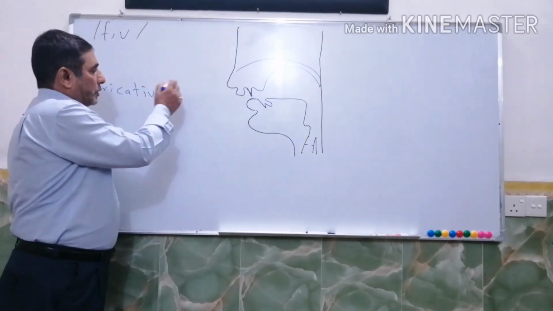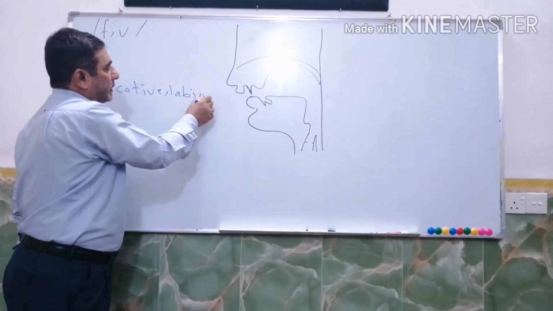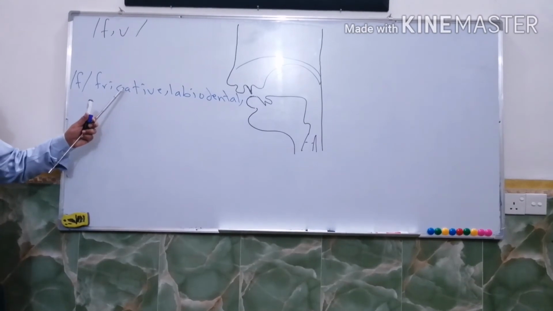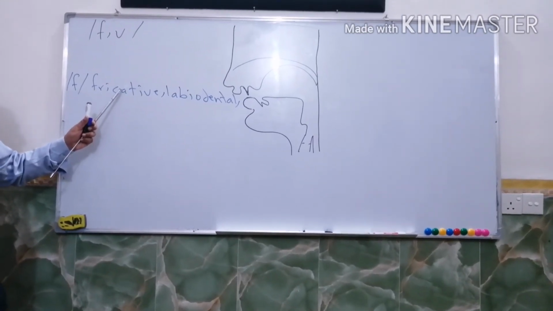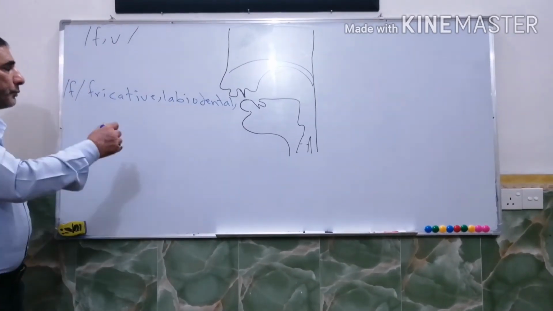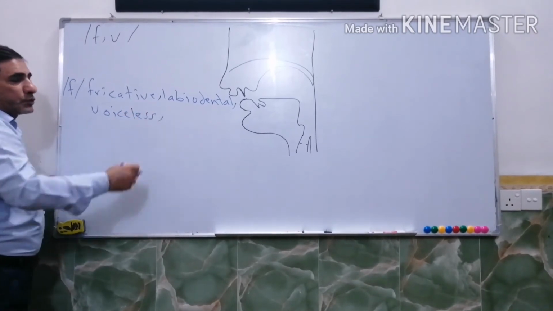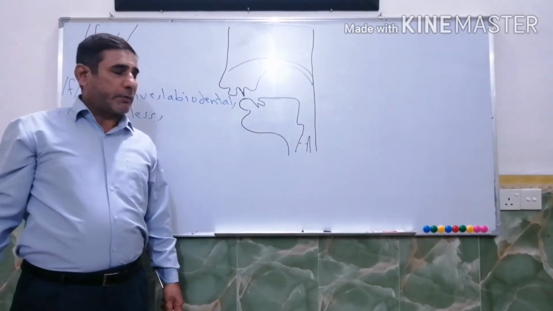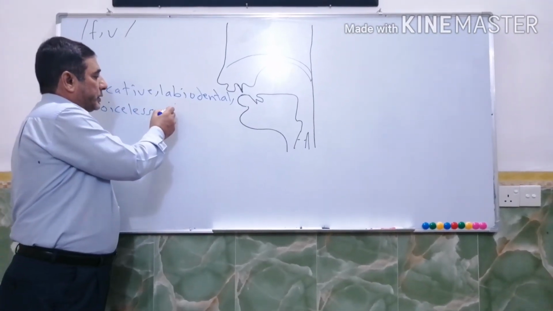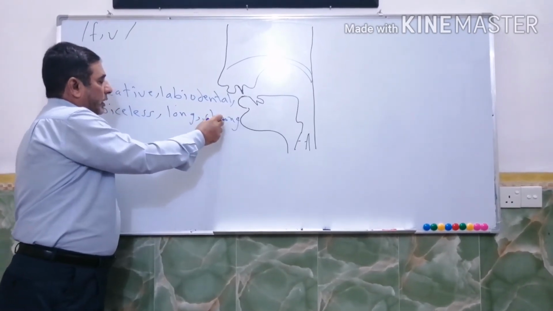It is also labiodental. So, from the point of view of manner of articulation, it is a fricative. From the point of view of place, it is labiodental. And from the point of view of voicing, it is voiceless. There is no vibration in the vocal folds while producing it. And also, of course, it will be long, strong, and fortis.